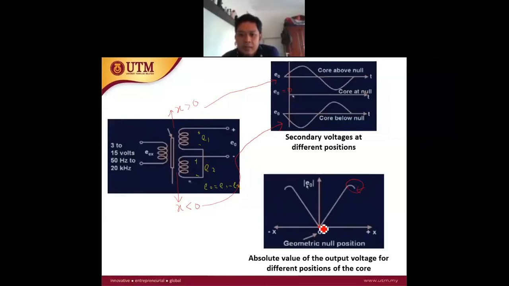Same thing we observe when the core is moving below the null position. We get the same relationship where the output, or the absolute value, will be proportionally increased when the core is moved below the null position. But then at some point, same thing, the output will diminish and be gone, because the core has totally moved out from the coil.